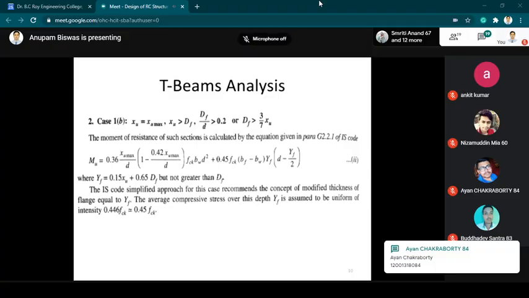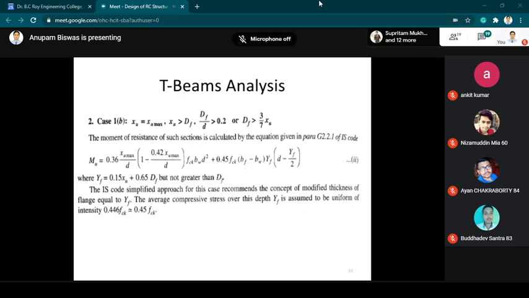So for xu more than df, we have two sub cases. One sub case, and another sub case we have discussed for the under reinforced section. Till now we have discussed the balanced section for the second case. The balanced section again has two sub cases.